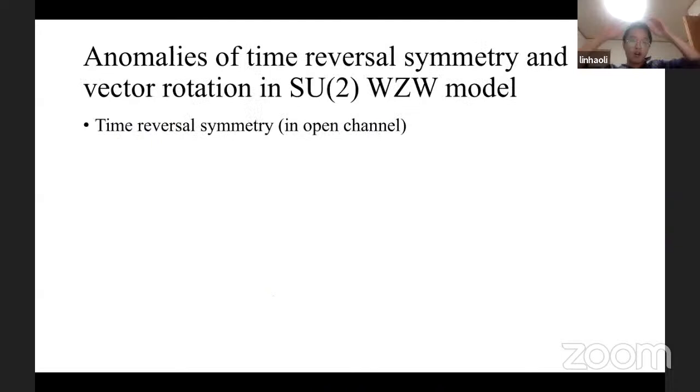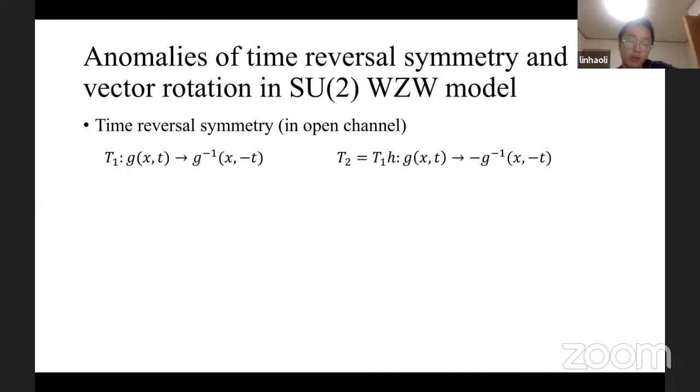However, this is not the end of our story. We can still extend the discussion to other symmetries, such as the time reversal symmetry. For example, if we consider the SU(2) Wess-Zumino-Witten model, it has two time reversal symmetries. One is T1, which maps t to minus t and g to g inverse, and the other is the combination of T1 and the central symmetry transformation.